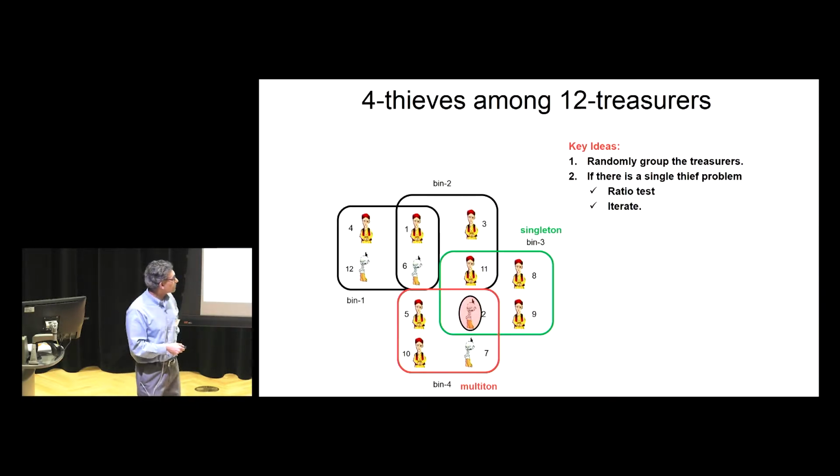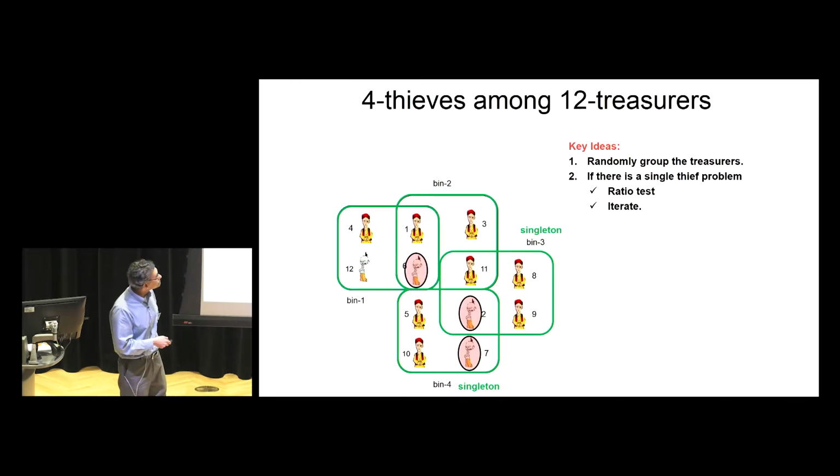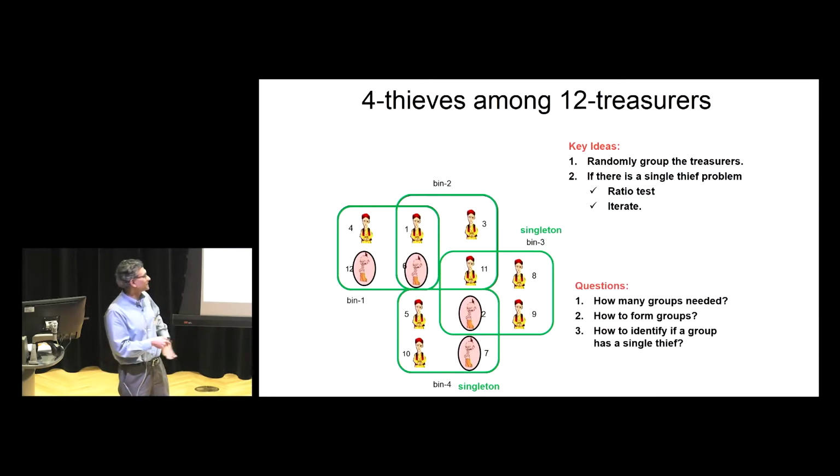So for example, I'll start with the singleton bin, because I know how to deal with that. So I know that 2 is a thief. So I get rid of him. That will allow me to identify the 7th guy, because that revealed a new singleton, and so on, right? And before you know it, I find all the thieves. So this is the key idea of essentially peeling. And it's also the same as Gaussian elimination. So it's just made in a cartoon form.